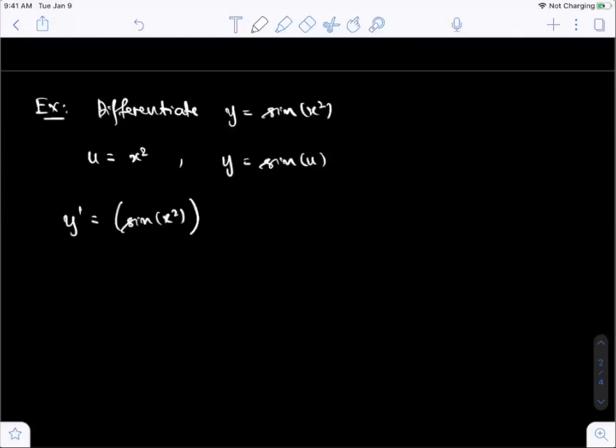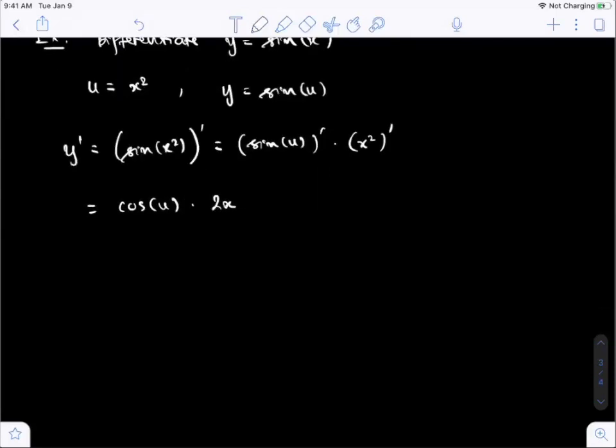So the derivative of this function, sine of x squared, which is the composite function, is equal to the derivative of the outside function, sine of u prime, times the derivative of x squared, which is the inside function. This one should give you cosine of u, times the derivative of x squared, which is going to be 2x. And u is equal to x squared, so you substitute that back into the result, and you get cosine of x squared times 2x.